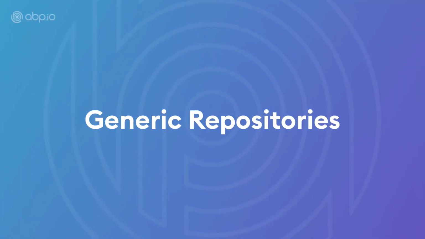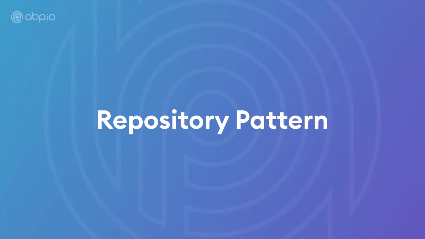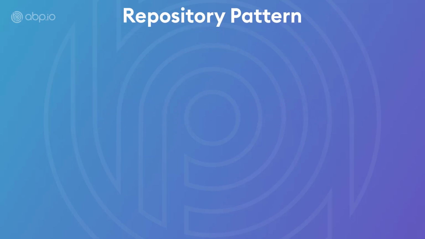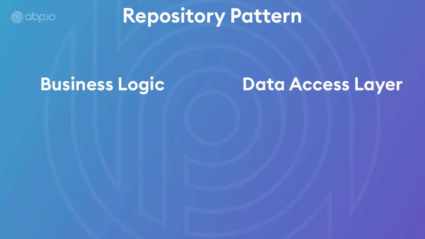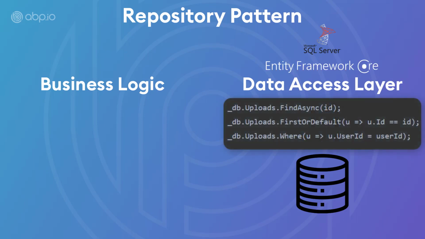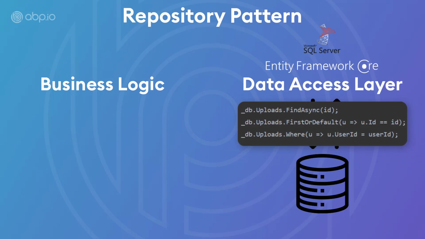Now, before talking about generic repositories, we need to understand the repository pattern term. As a software developer, each application you'll ever create will most probably have business logic, and it'll also have some methods to deal with the database directly. We call that the data access layer. Let's suppose we're using SQL Server on Entity Framework Core. We'd have the FindAsync method, or the FirstOrDefaultAsync method, or even the Where method. And these are all methods to deal directly with the database.